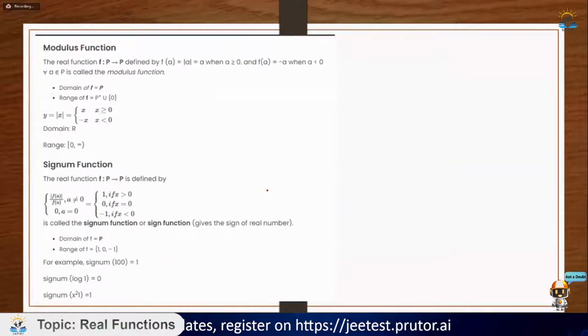Going ahead, let's move on to the modulus function. What is the modulus function?